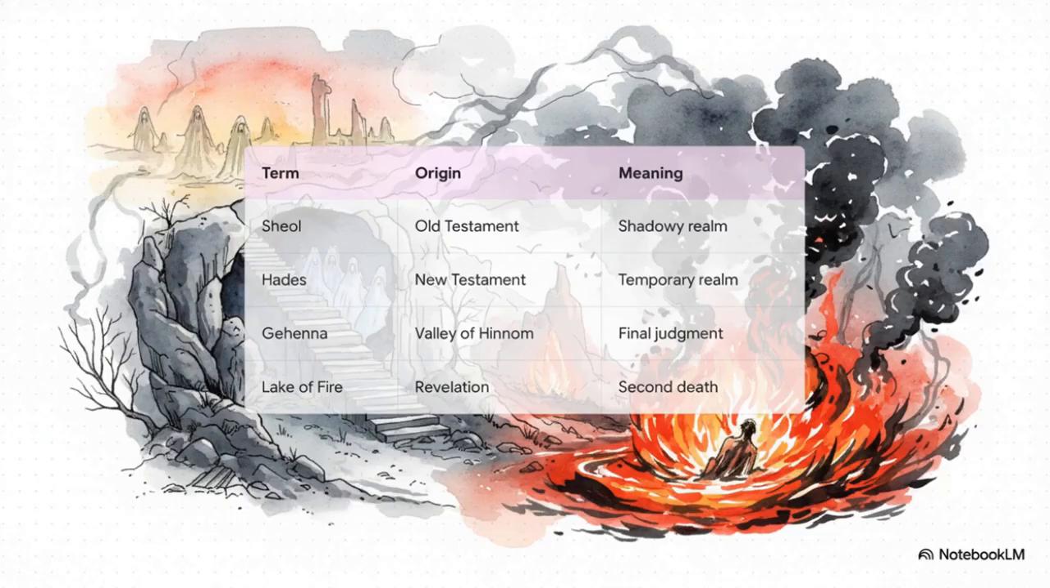We have Sheol from the Old Testament, which is this shadowy realm of the dead. Then its New Testament counterpart, Hades, depicting a temporary, unseen realm. Next, there's Gehenna, drawn from a literal valley and bringing in that intense imagery of final judgment. And finally, the apocalyptic lake of fire, which represents the second death in Revelation. They overlap, sure, but they aren't strictly identical.